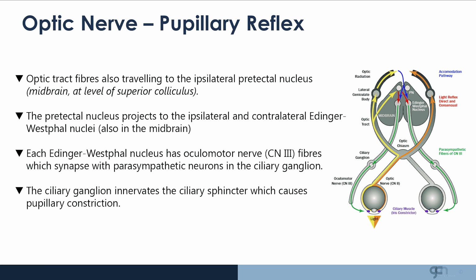This nucleus is an important nucleus and projects to the ipsilateral and contralateral Edinger-Westphal nuclei, which are also in the midbrain. The Edinger-Westphal nuclei have oculomotor nerve fibers, which synapse with the parasympathetic neurons in the ciliary ganglion, and it's the ciliary ganglion that innervates the ciliary sphincter, causing pupillary constriction.